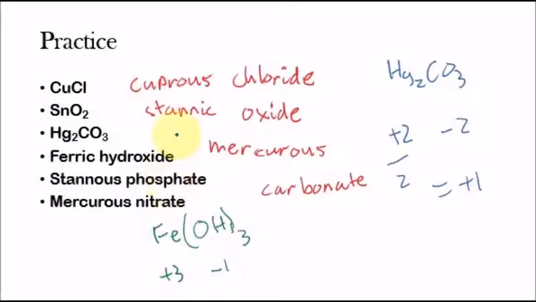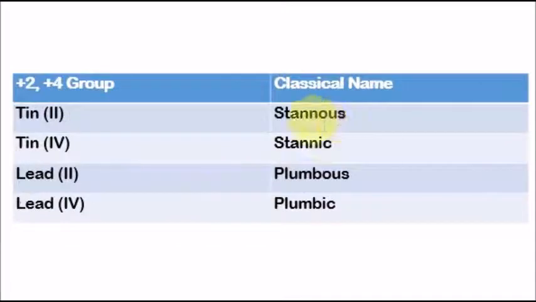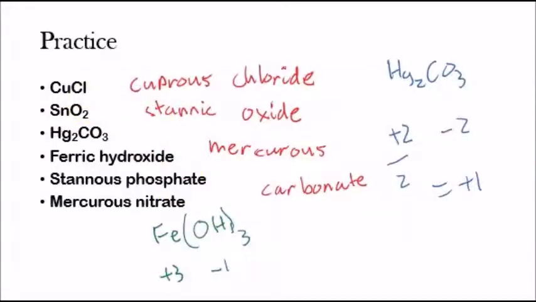Stannous phosphate. Stannous, if you look here, is for the +2 tin. Okay, tin(II). So we're going to have tin having a +2 charge, and then we have phosphate, which is PO4 3-. So we have PO4 and it has a -3 charge. Okay, so we just flip the numbers. So phosphate is 2 and tin is 3. So stannous phosphate is Sn3(PO4)2.